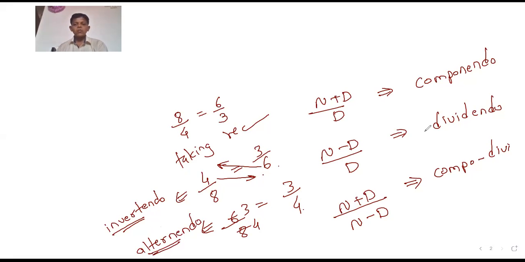Words are only suggesting. Componendo means to add. Dividendo means to subtract. So addition, subtraction, reciprocals, and cross multiplication. These are the simple words. Any difficulty about this?